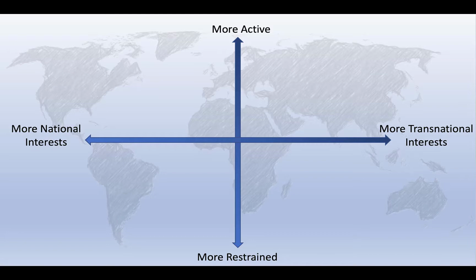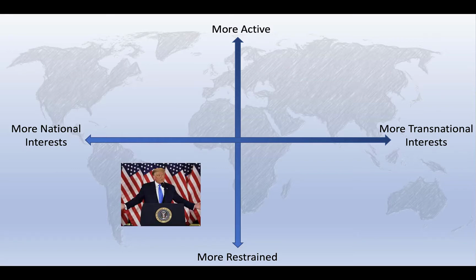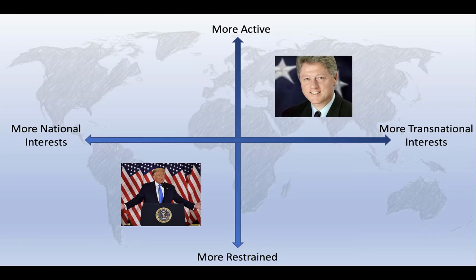The broad framework for American grand strategy still seems relevant, and we can see how recent foreign policy doctrines might be placed into this matrix. Trump's America First doctrine involves a sharp focus on American national interests and a less active U.S. on the global stage. By contrast, Clinton's emphasis on democratization and humanitarian intervention would place his policy in the more active and more transnational camp.